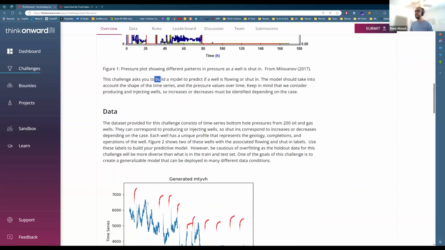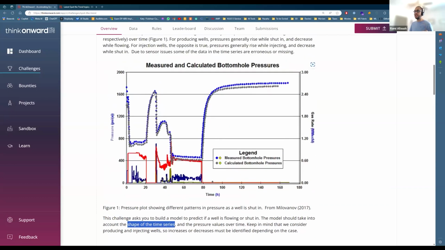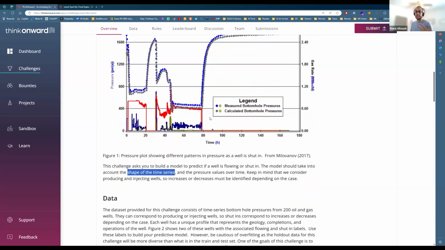This challenge asks you to build a model to predict if a well is flowing or shut in. The model should take into account the shape of the time series. And this is what I'm telling you, that this shape makes a difference, like the curve. If we are dealing with a classification problem, like cats and dogs, we don't worry about it. Every data point is its own thing, a standalone. But here, the sequence, the series of the data points is important, and that's why we call it a time series challenge. These data together is one unit, right? Not every data point is one unit alone. All these data together is one unit because they define the shape, they define the rate. The sequence of the data has a meaning.